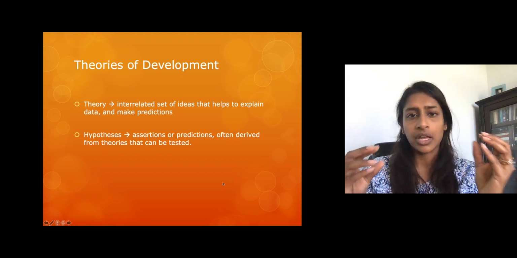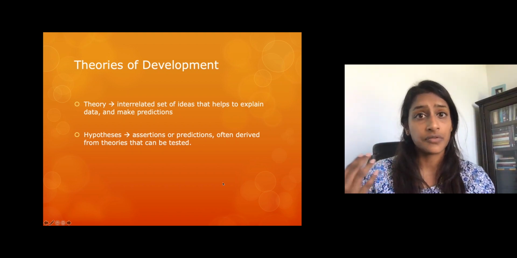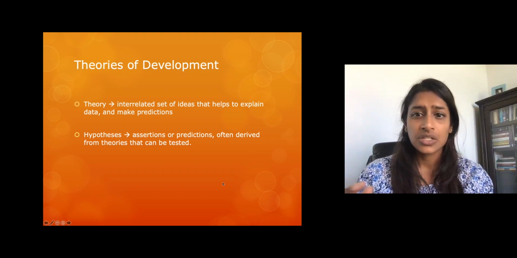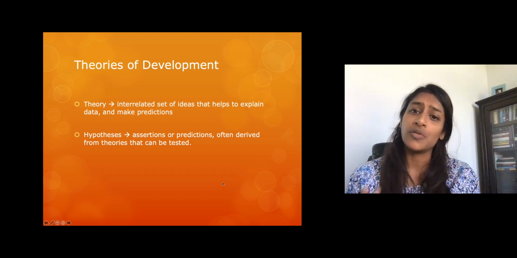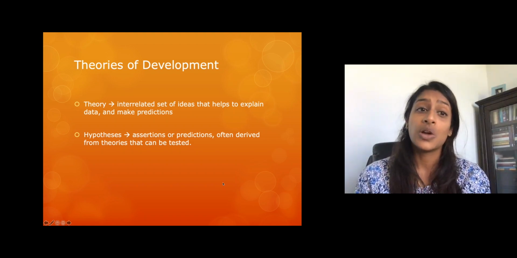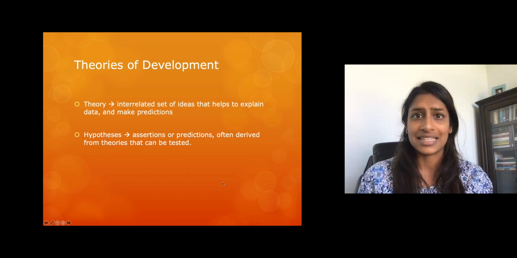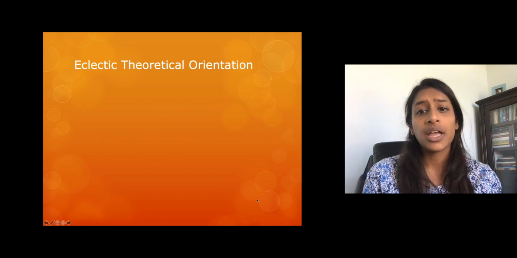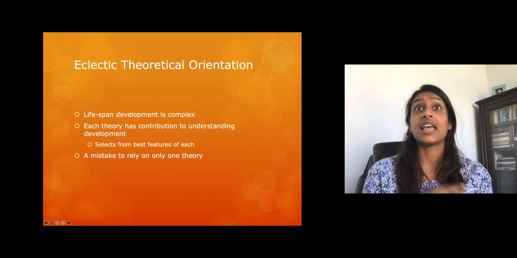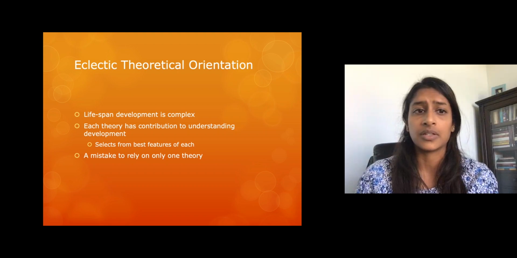From this theory, we can come up with hypotheses, which are assertions or predictions that are derived from the theory that's being tested. So these are going to be our much more specific questions. From there, we can then move into the scientific method, which is collecting that data, analyzing it, and then drawing conclusions from it.